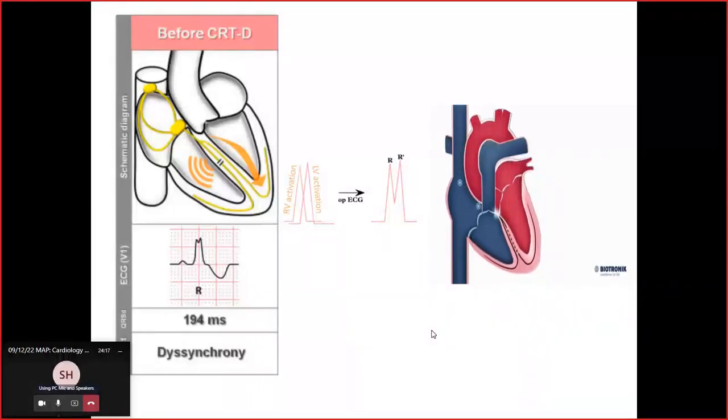But if we come to a patient with bundle branch block, left bundle branch block, as in this demonstration, there is a delay in conduction on the left side. So it will cause activation of the left ventricle to be delayed compared to the RV activation, causing a summation of an M-shaped wide complex QRS.